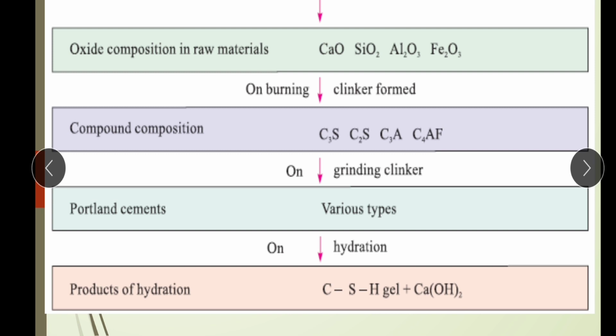the Bogue compounds are formed, that is the complex compound compositions, which are tricalcium silicate, dicalcium silicate, tricalcium aluminate, and tetracalcium aluminoferrite. And after grinding the clinker, the Portland cement is added with a little bit of gypsum, and after that we may get CSH gel as well as calcium hydroxide, and this will be discussed in the next video. Thank you.